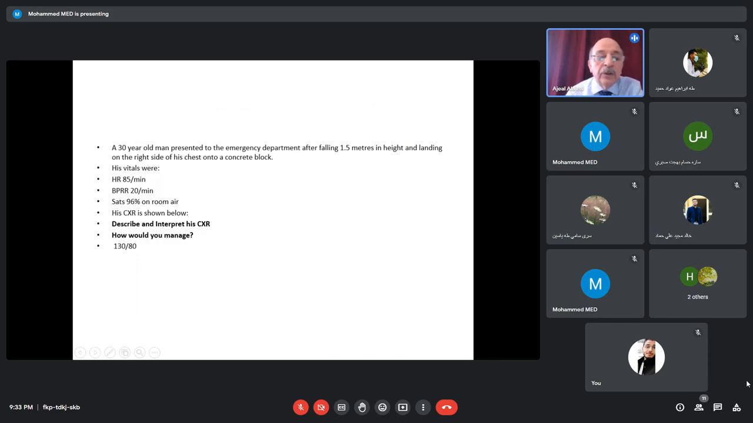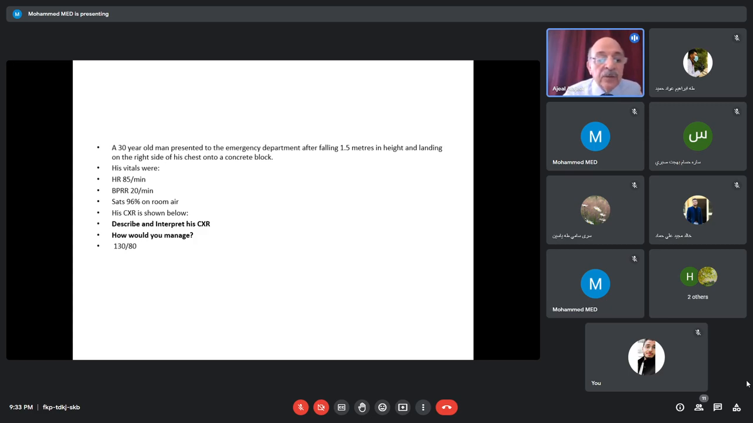Here is a 30-year-old man presented to the emergency department after falling from 1.5 meters in height and landing on the right chest, on a concrete block. So 1.5 meters, directly on the chest and a concrete block. This definitely will cause some injury.